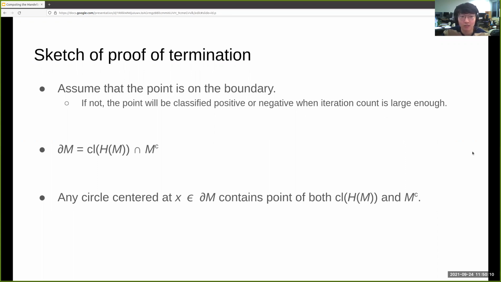So anyway, assume that the point is on the boundary. Recall that the boundary of the Mandelbrot set is the intersection of the complement of the Mandelbrot set and the closure of the hyperbolic components. And also note that any circle around x in the boundary of the Mandelbrot set contains a point of both the closure of the hyperbolic components and the complement of the Mandelbrot set. This should be enough for the sketch of the proof for the termination.